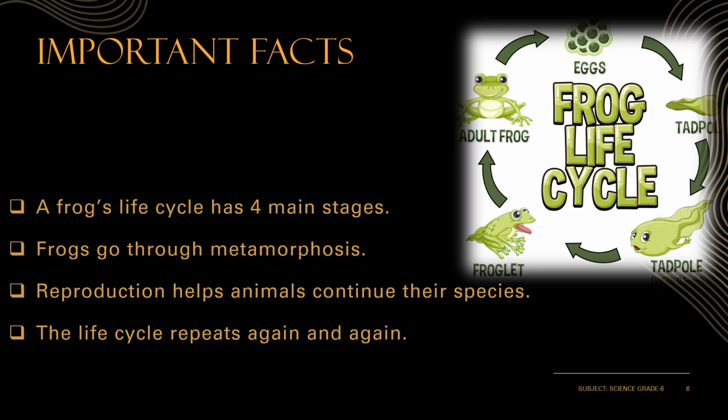Important facts. The first important fact is that a frog life cycle has only 4 main stages. A frog goes through metamorphosis, and reproduction helps animals continue their species. And also the life cycle repeats again and again.